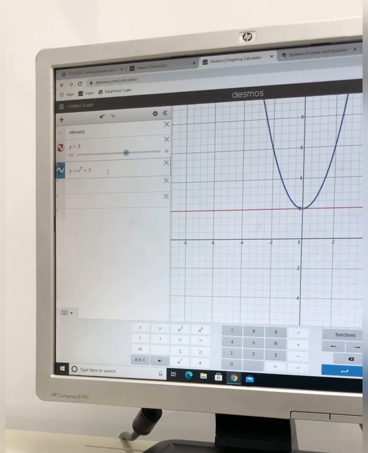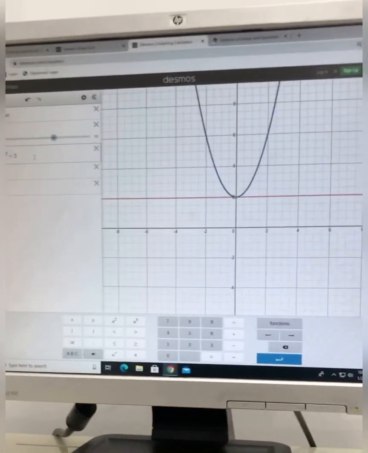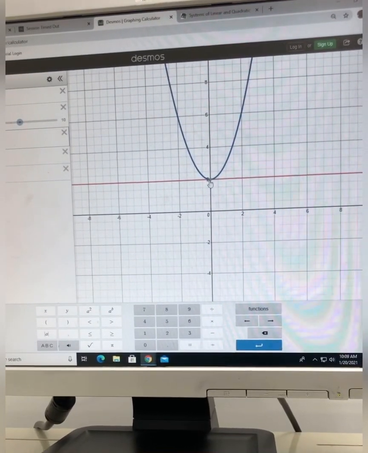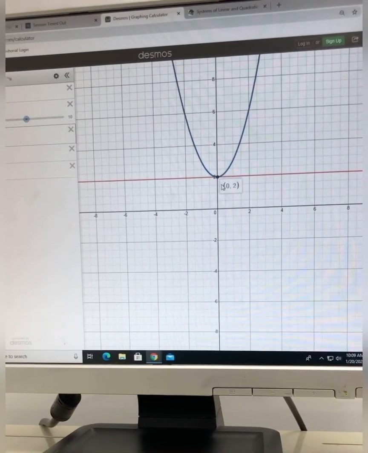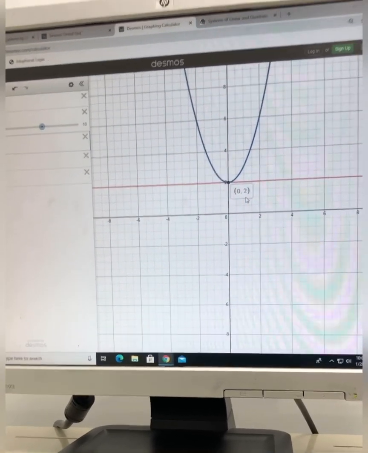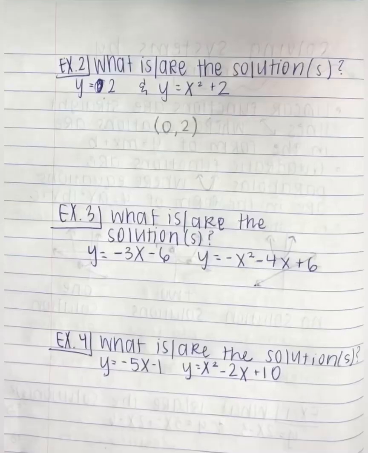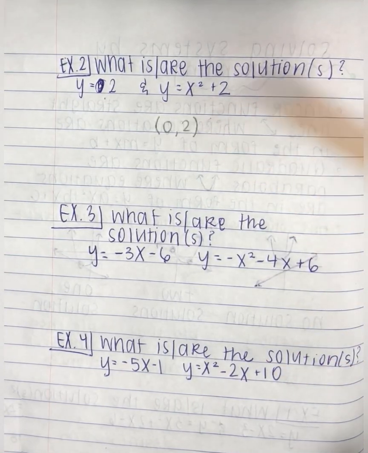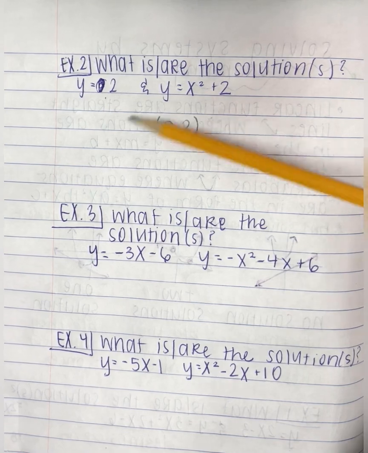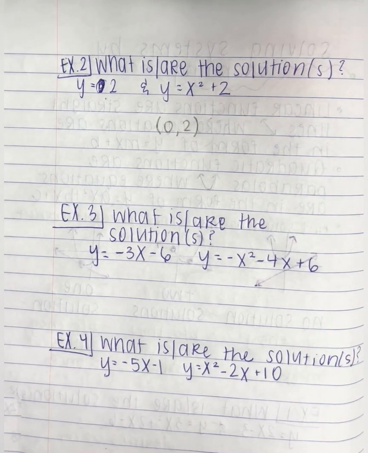All right, so you can see we graph both equations, and when you graph it, they only touch one time, and that one intersection point is 0, 2. So that is your solution. Based on our graph, we could see that there was only one point of intersection, so there's only one solution, and that one solution was 0, 2.